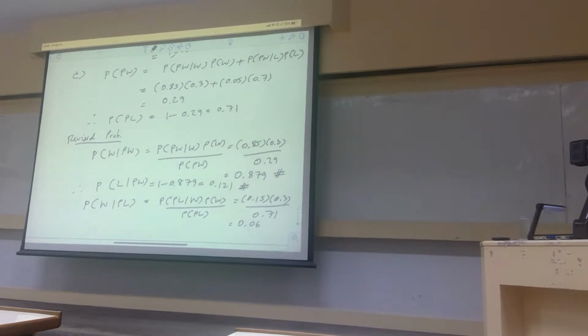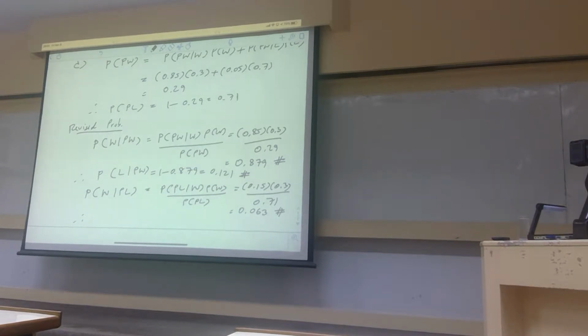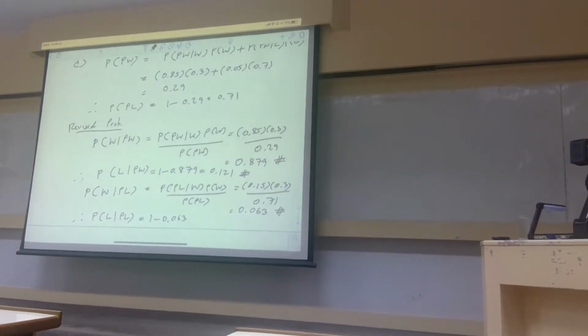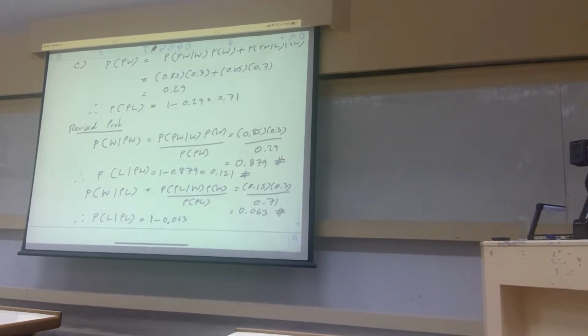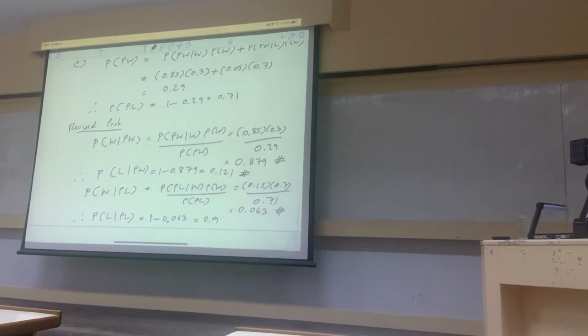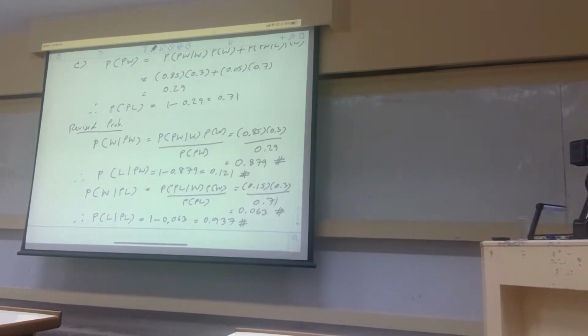Therefore, 63. Therefore, the probability of predicting the case is 1 minus 0.063. We have 0.937. Done for the rewards, right?